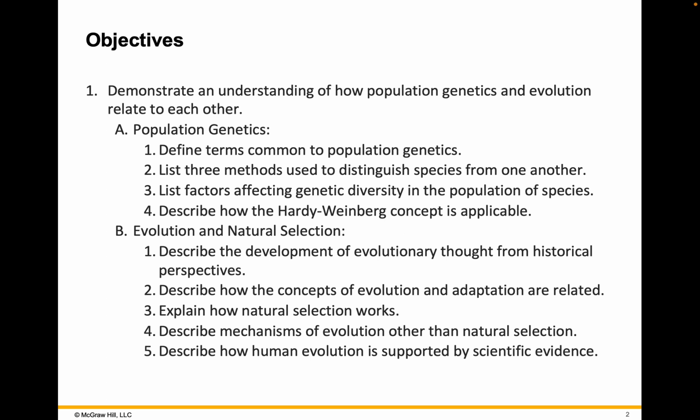applicable. For evolution and natural selection, you should be able to describe the development of evolutionary thought from historical perspectives, describe how the concepts of evolution and adaptation are related, explain how natural selection works, describe the mechanisms of evolution other than natural selection, and describe how human evolution is supported by scientific evidence. And actually, human evolution we're going to talk about more in lab, so I won't focus very much on that here.